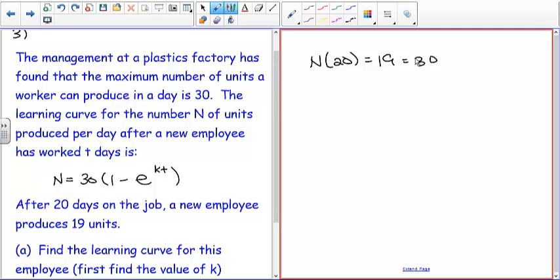So you'll get on the right-hand side 30 times 1 minus e to the k times t, and t is the number of days, and in this case it's 20 days. So that goes up there. So you can see the unknown is k again. So first thing you're going to do is divide both sides by 30.